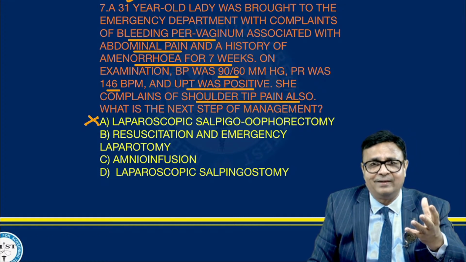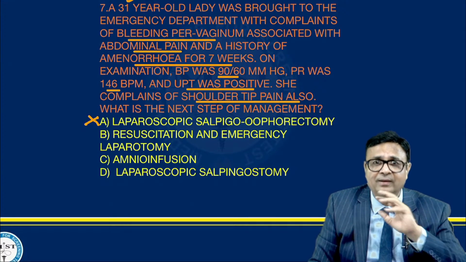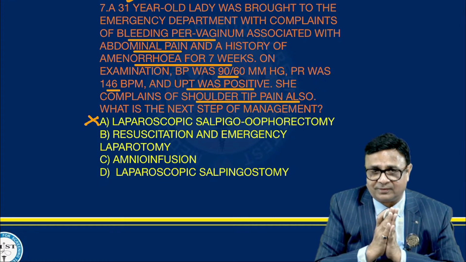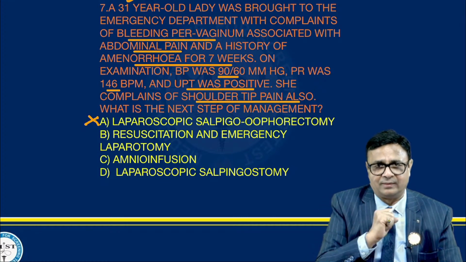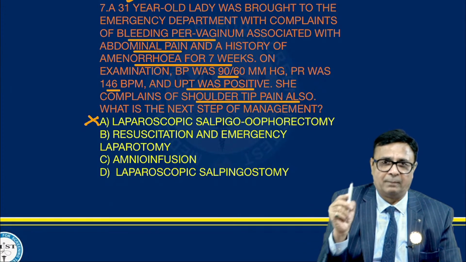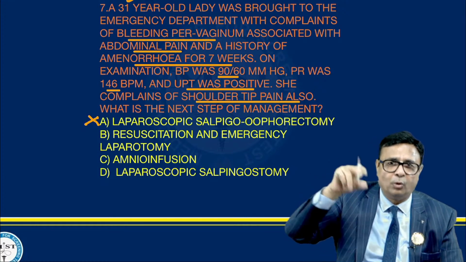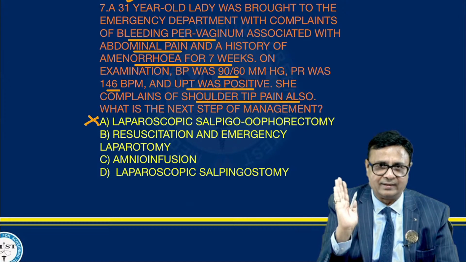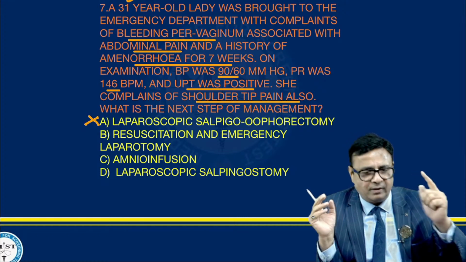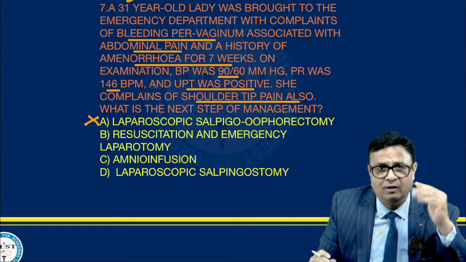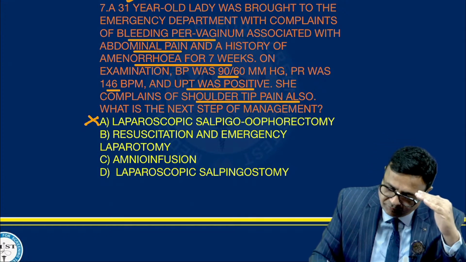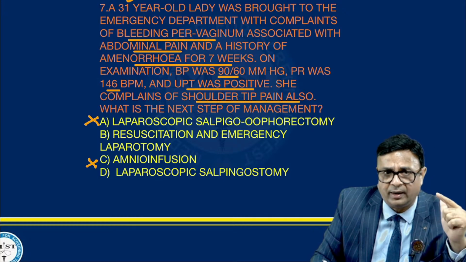Amnio infusion is done to treat oligohydramnios. Laparoscopic salpingostomy: if we are doing a laparoscopic surgery in an unruptured ectopic pregnancy, then this surgery is done, laparoscopic salpingostomy. Laparoscopic salpingostomy means we don't suture the incision site. That is called ostomy. So laparoscopic salpingostomy is the management for unruptured ectopic pregnancy, while the management of ruptured ectopic pregnancy is immediate laparotomy.